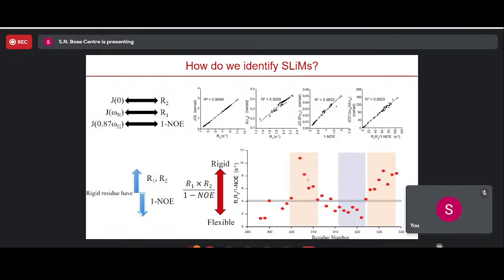So we replace that with R1 R2 by 1 minus NOE. So instead of going through the spectral density calculation, we can simply get the same information from the parameters that we have measured. And you can see that the pattern is exactly the same. We see these residues with more rigidity and these residues with more flexibility. Right? So what does that mean?